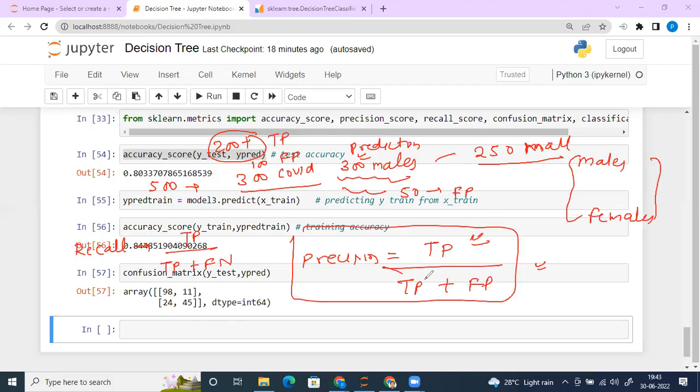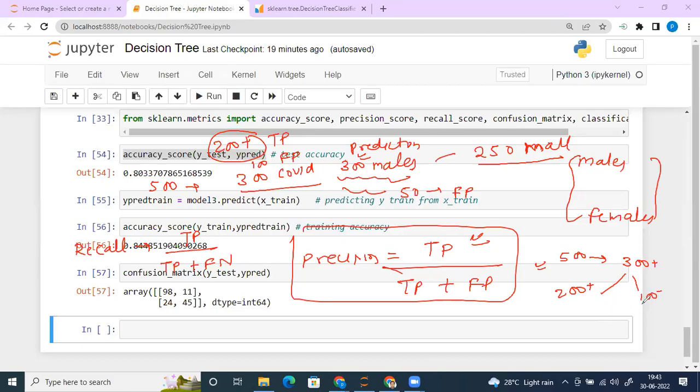What do you mean by that? Suppose again we have two classes, or let me pick the COVID case only. Suppose 500 people came. Out of 500, 300 were COVID positive. But your model predicted only 200 to be COVID positive, and the rest 100 to be COVID negative. But actually they were positive.